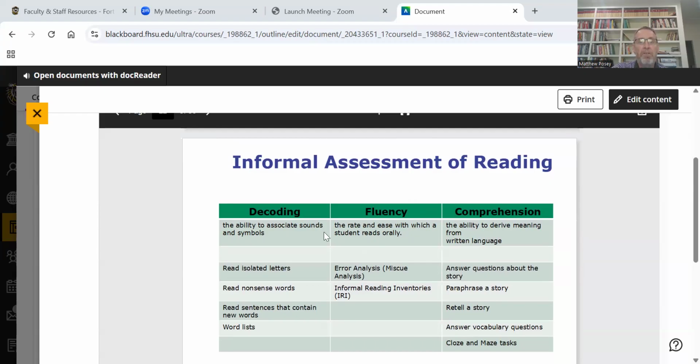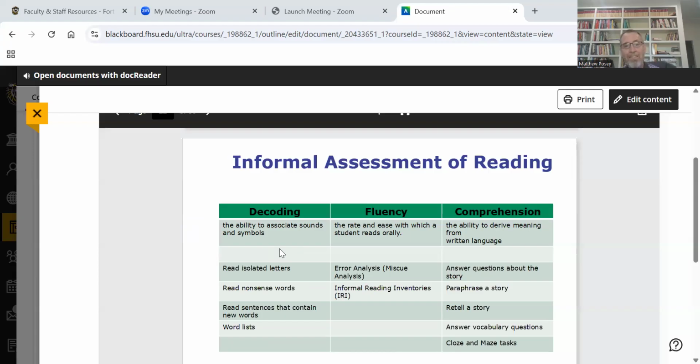Here are some different areas. It could be in decoding, it could be in reading fluency or reading comprehension. So it kind of gives you an idea of what to look for. So in decoding, ability to associate sounds and symbols, read isolated letters, nonsense words, word list.